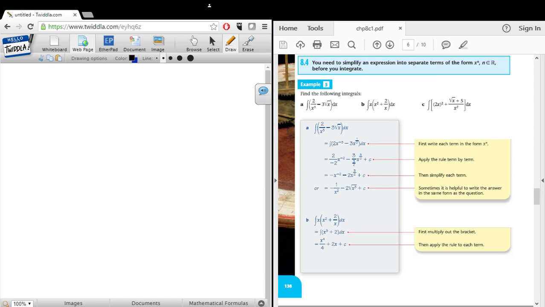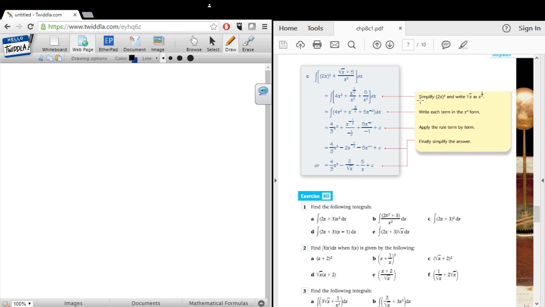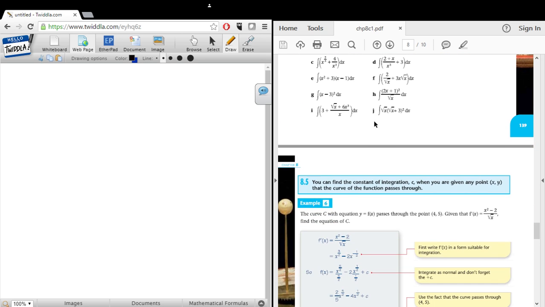Here this needs to be changed to 1 over 2 and this expanded out, and likewise here the same thing, simplified. More exercises for you to do.